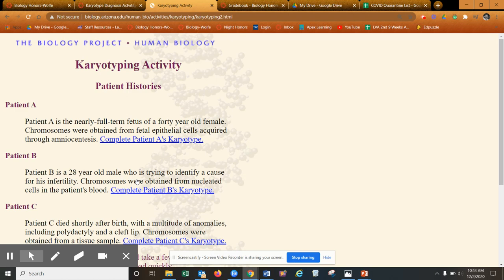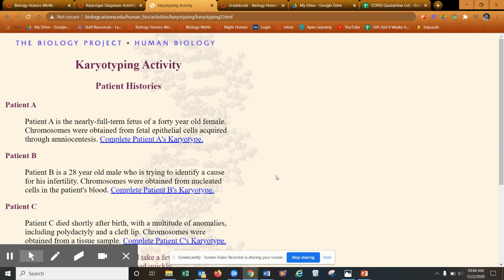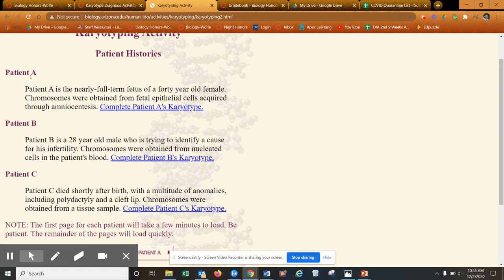If you click on that, it takes you to here. It says you're going to complete a karyotype for patient A, B, and C. Click on the link to complete patient A's karyotype. I'm going to click on that link, but you do need to know these patient histories later, so you come back to see what the patient history is. Patient A is a nearly full-term fetus of a 40-year-old female. The chromosomes were obtained from fetal epithelial cells acquired through amniocentesis. So the patient is the fetus, not the 40-year-old female.